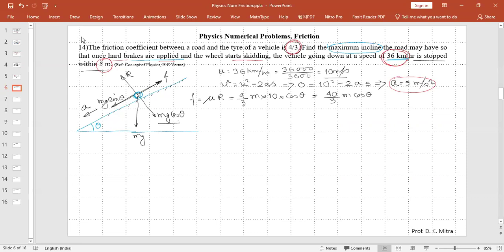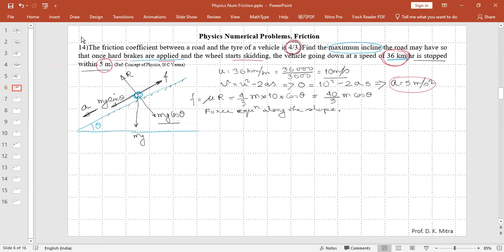Then you write the force equation along the incline. For your remembering, write the force equations along the slope. The car is coming downward. So what is the downward force? The frictional force is upward, so the downward force is mg sine theta.